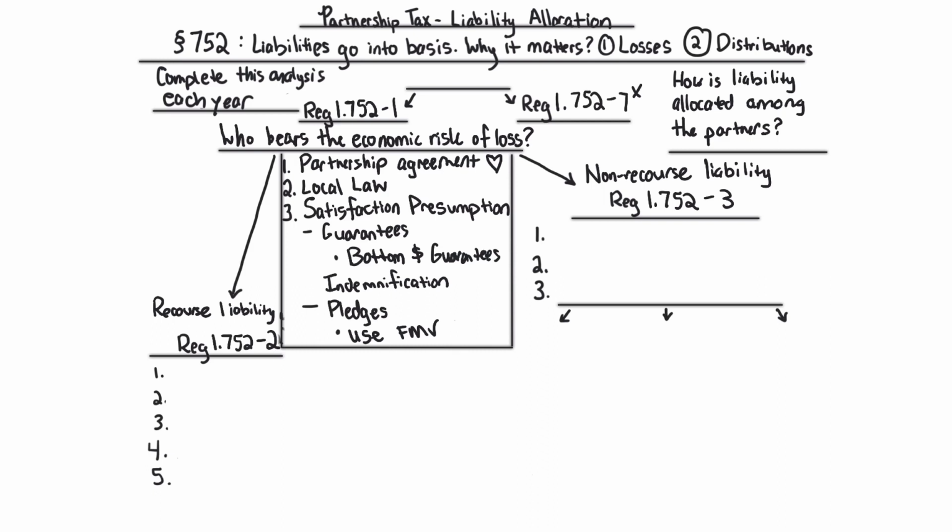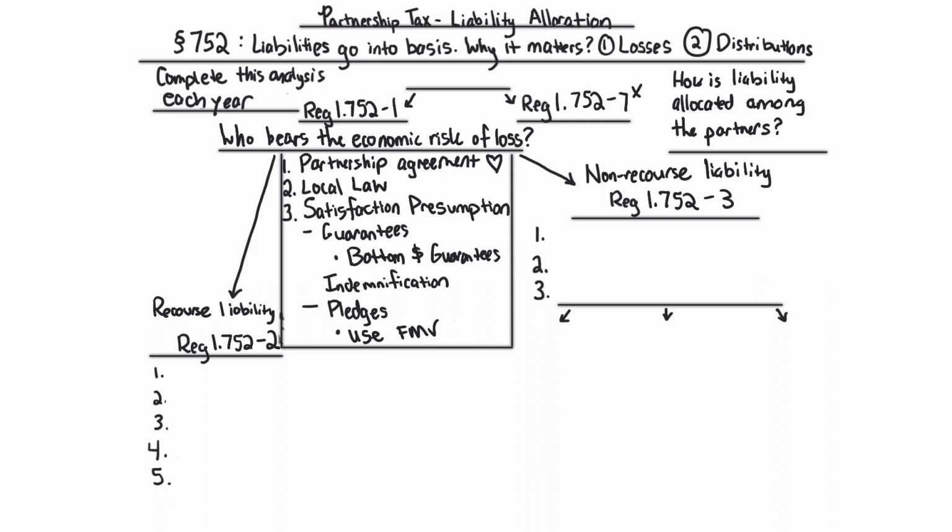So going through that analysis, recourse liability, because the question again is who bears the economic risk of loss? A recourse liability is any liability where somebody in the partnership bears the economic risk of loss. Someone or multiple people. Or it could be the partnership itself. It could be recourse to the partnership itself, and you have to allocate according to the partnership agreement. So recourse liability, somebody has economic risk of loss.